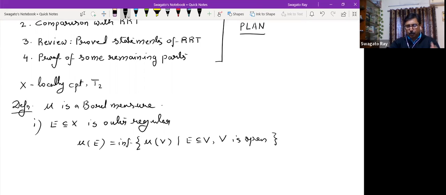Now this should not be pretty unfamiliar to you if you have gone through some part of the proof of the representation theorem. This already appears in the representation theorem. Do you remember where?